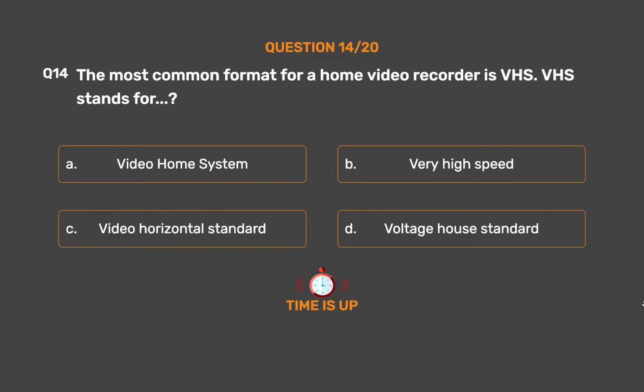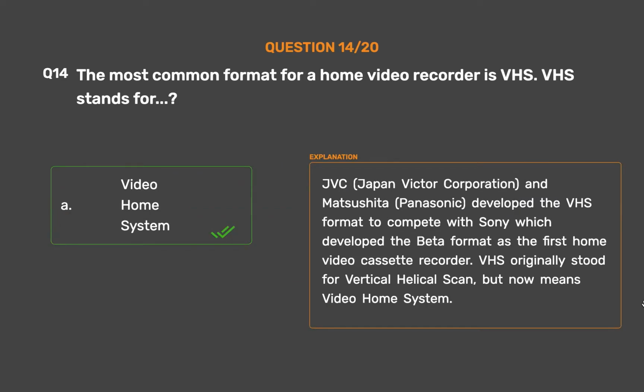The correct answer is option A, Video Home System. JVC, Japan Victor Corporation, and Matsushita, Panasonic, developed the VHS format to compete with Sony, which developed the Beta format as the first home video cassette recorder. VHS originally stood for Vertical Helical Scan, but now means Video Home System.